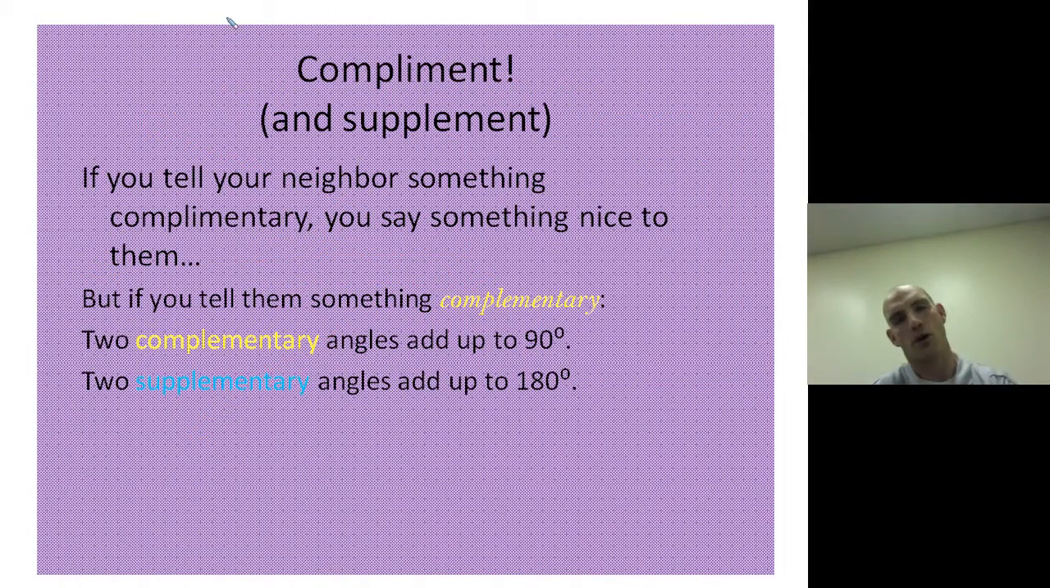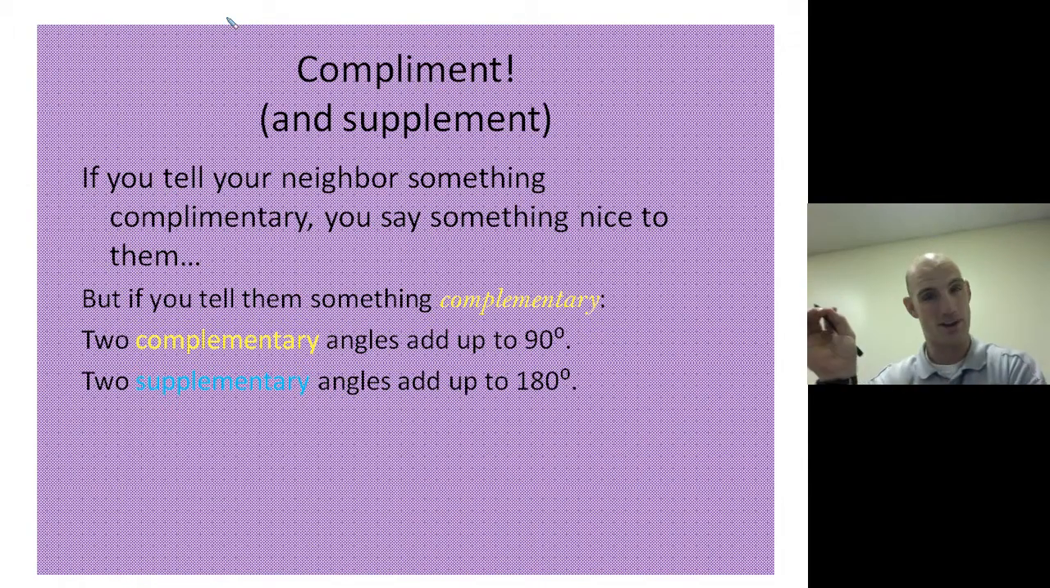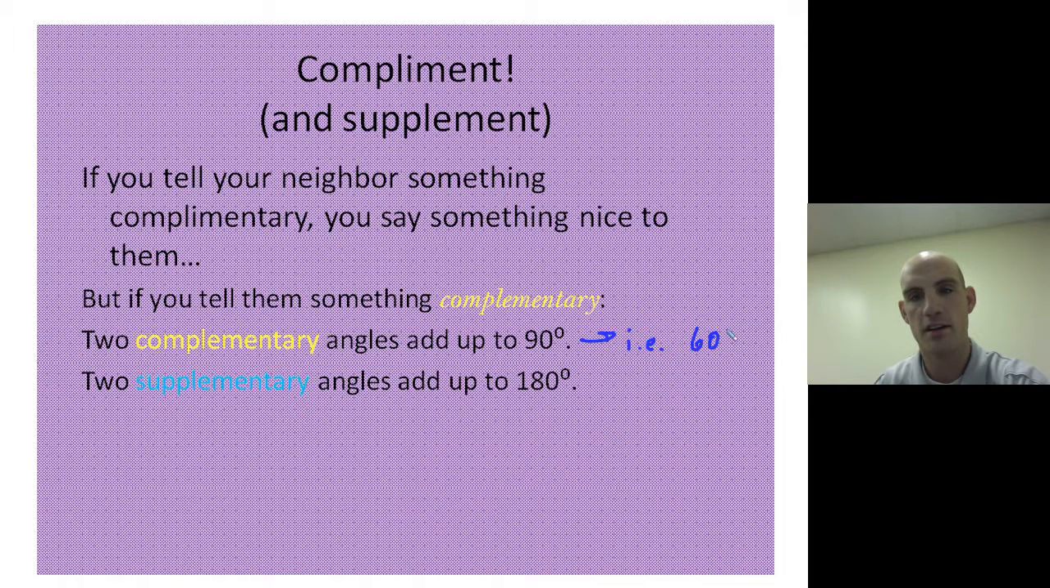Two things you've heard of before: complement, supplement. If you compliment somebody, you're saying something complimentary to them. Complementary, with an E, is describing two angles that add up to 90 degrees. So for example, 60 degrees and 30 degrees would be complementary angles. Supplementary angles add up to 180. So for example, that would be like 120 and 60.